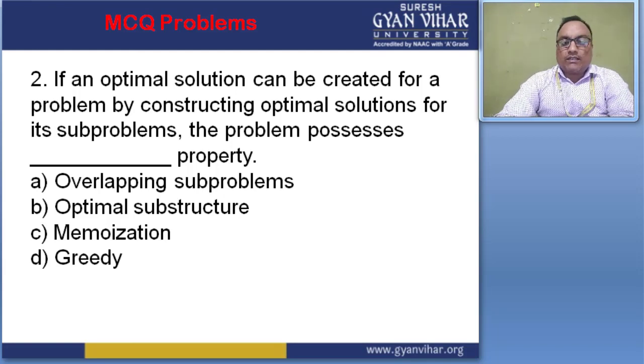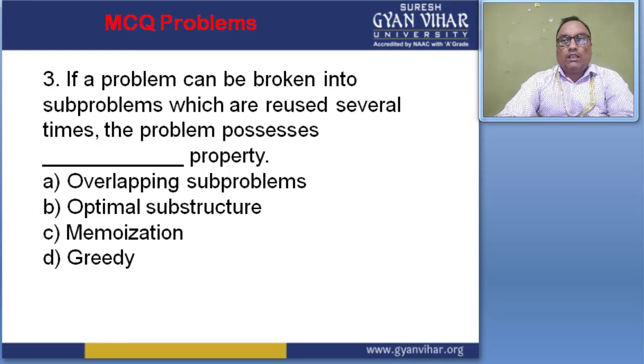Then move to the next problem. If the problem can be broken into subproblems which are reused several times, the problem possesses which property? These are the four options: overlapping subproblem, optimal substructure, memoization, and greedy. The correct answer for this problem is overlapping subproblem. So this is the right answer for this question.